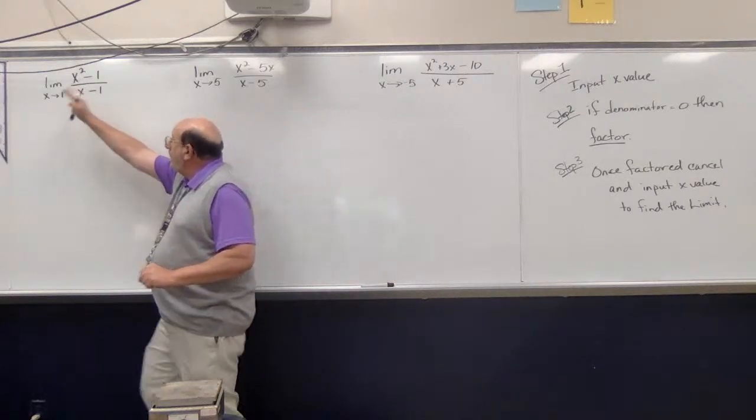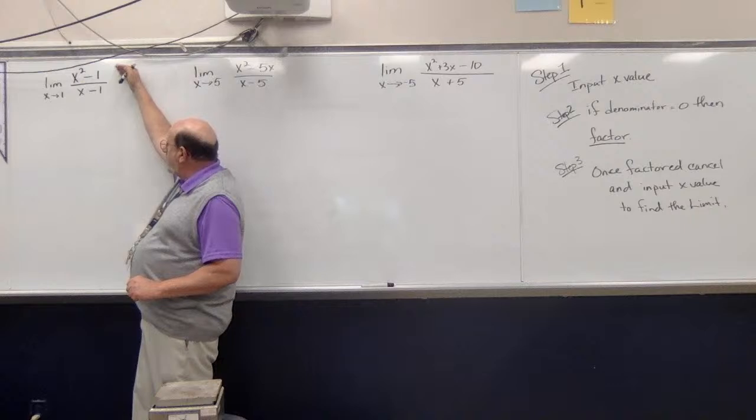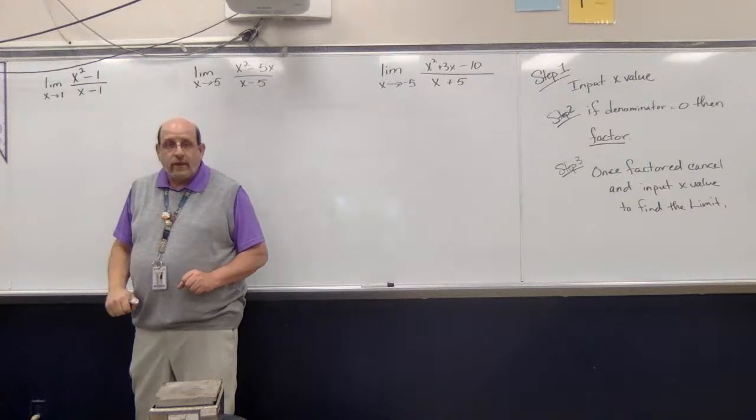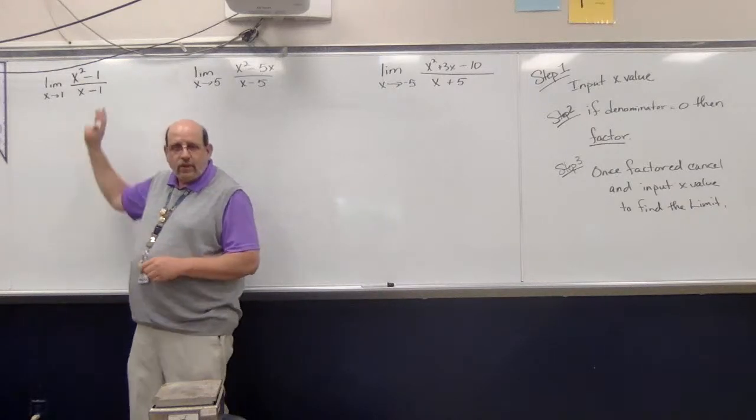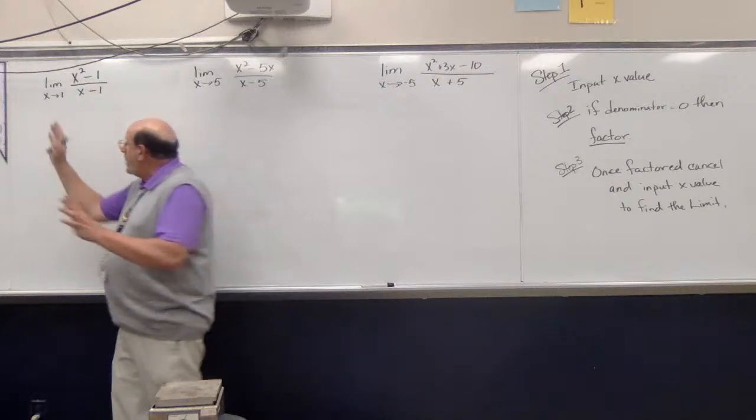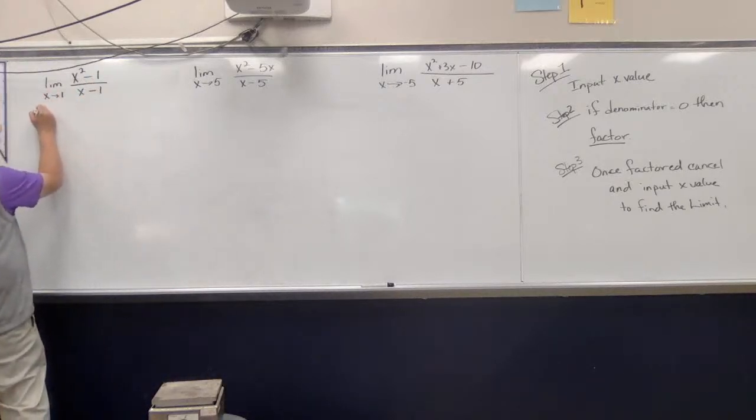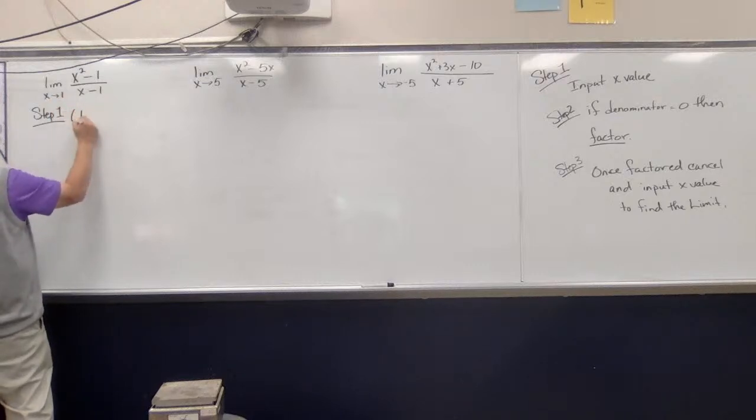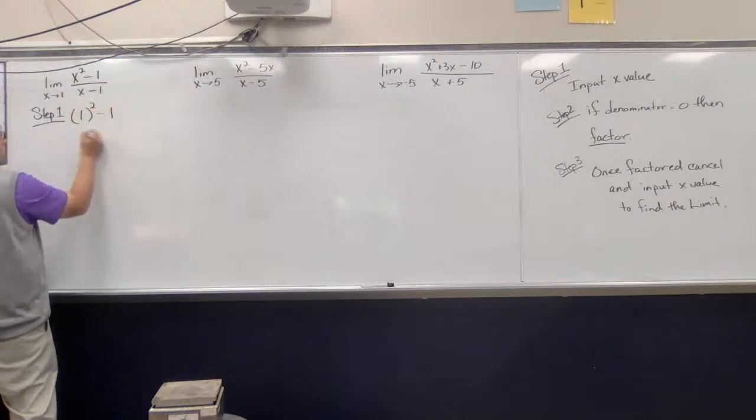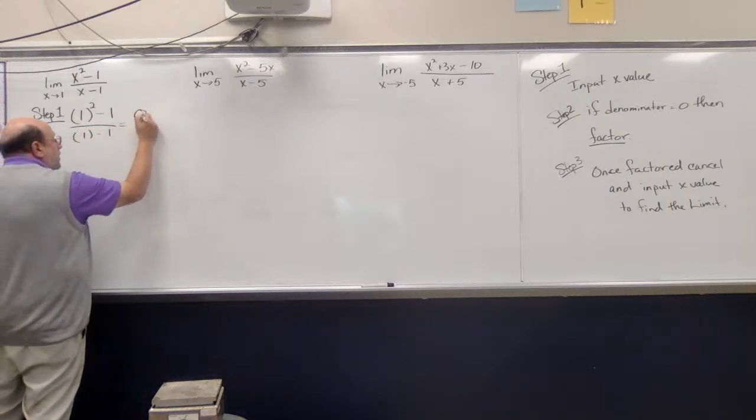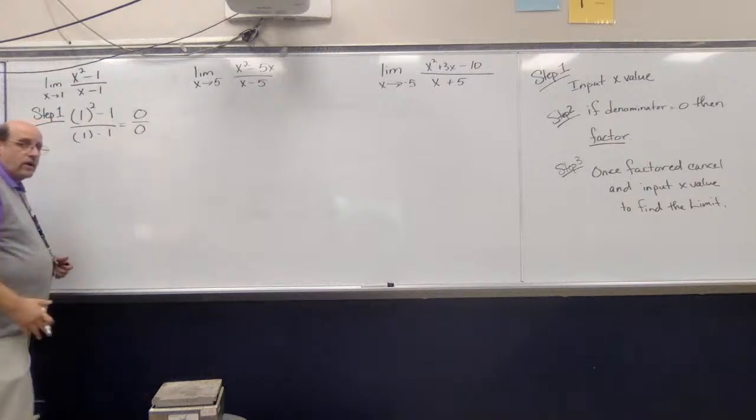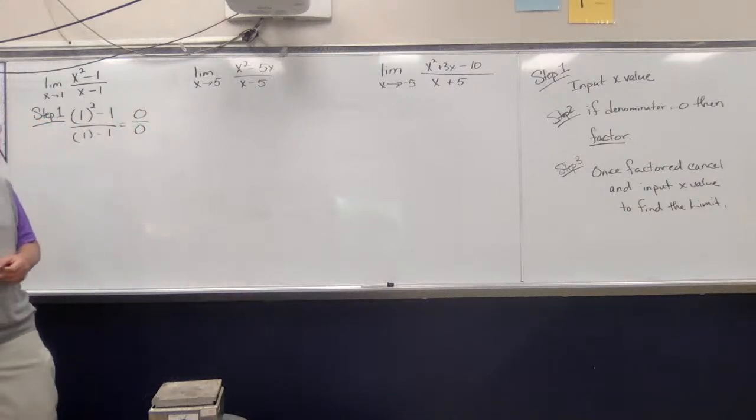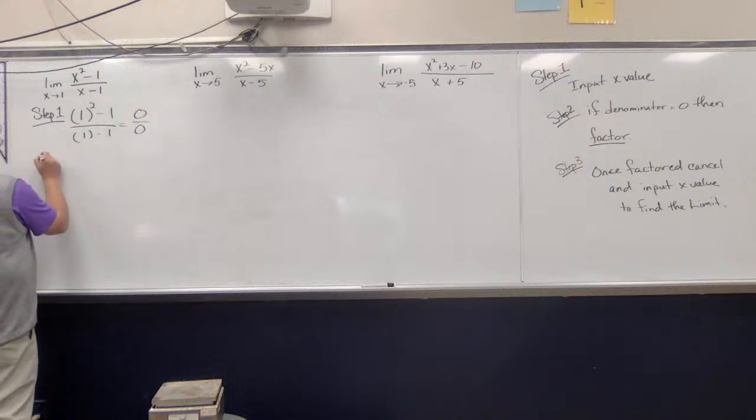Here we go. The limit as x approaches 1 of x squared minus 1 over x minus 1. Now, we see already that we have something factorable on top, but just for fun, let's do step 1. Step 1 says we'll just go ahead and input that 1 where we see the x, so 1 squared minus 1 over 1 minus 1. And what do we end up with? 0 over 0. That is completely undefined. That doesn't exist. So we're going to have to do step 2.